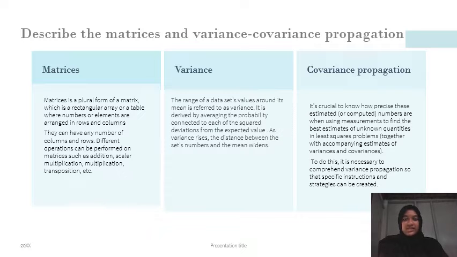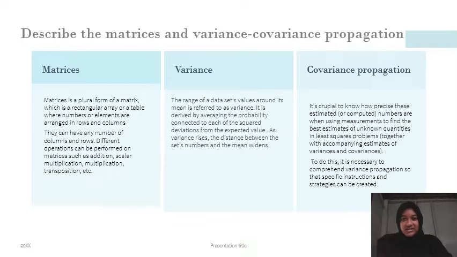Okay, this is the meaning of matrices, variance, covariance, propagation. First, the meaning of matrix. Matrix is the plural form of a matrix, which is a rectangular array or a table where numbers or elements are arranged in rows and columns. They can have any number of columns and rows. Different operations can be performed on a matrix, such as addition, multiplication, and transposition. Okay, next, variance.